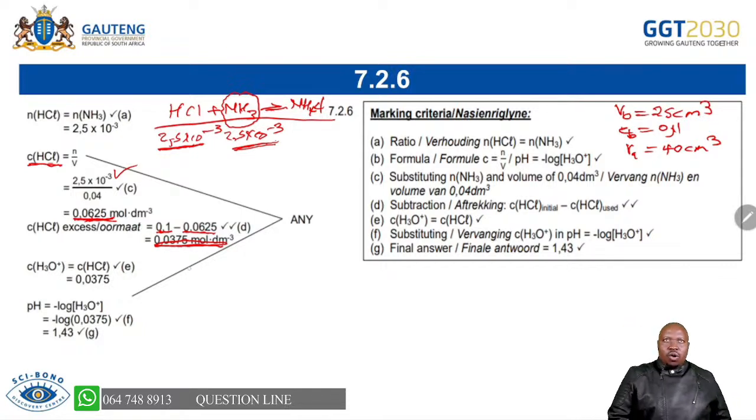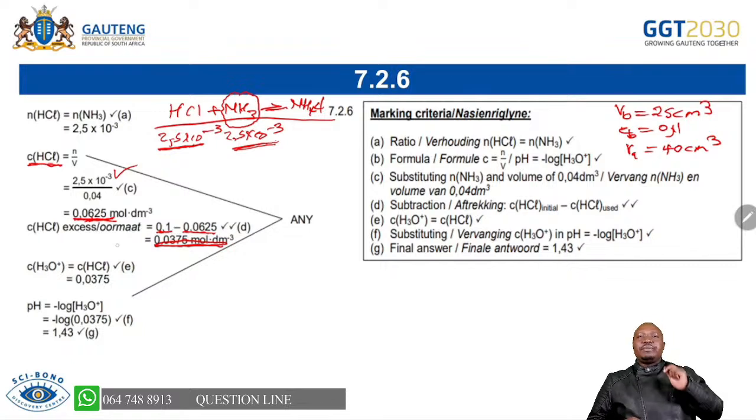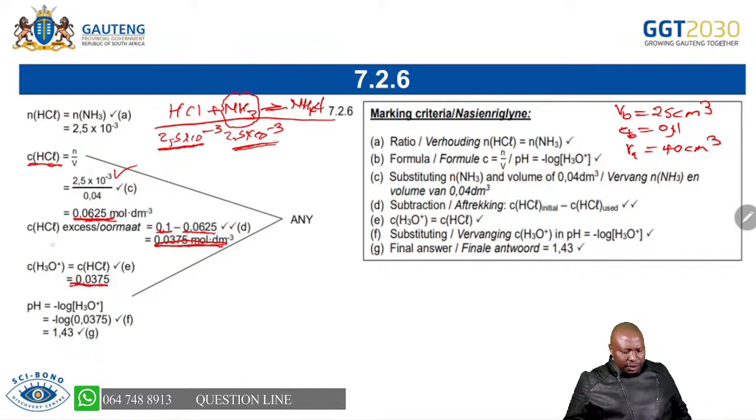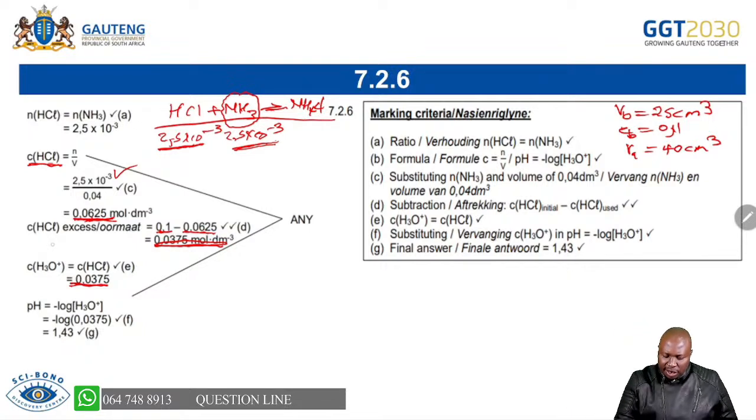Remember, this is the concentration of what? It is the concentration of HCl, not hydronium ions. So you must go and do the mole ratio. 1 HCl forms 1 hydronium ion, 1:1. So for doing that, again, you will get another mark for using the mole ratio between H3O+ and HCl. Then you are able to get that 1 mark. And then because the mole ratio is 1:1, it means you can now calculate the pH.